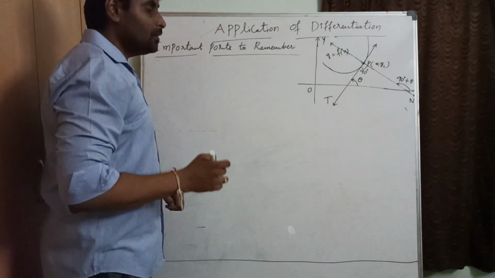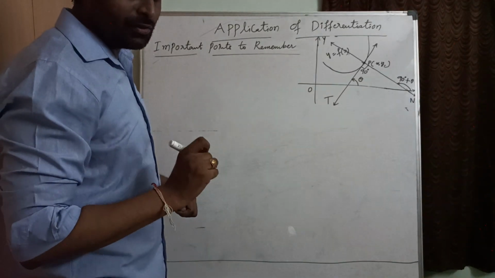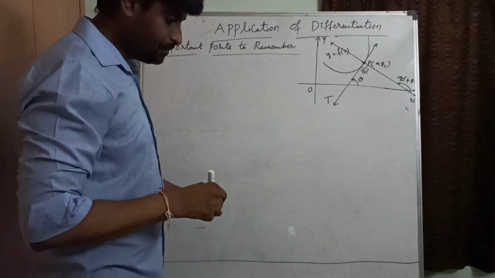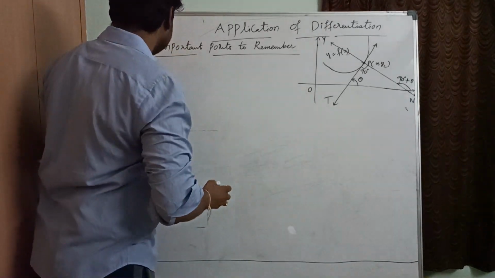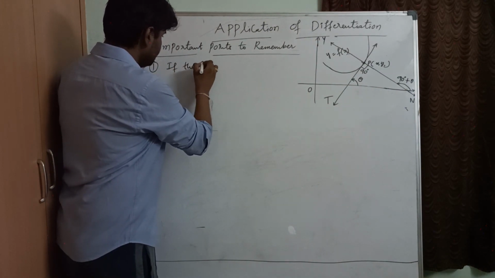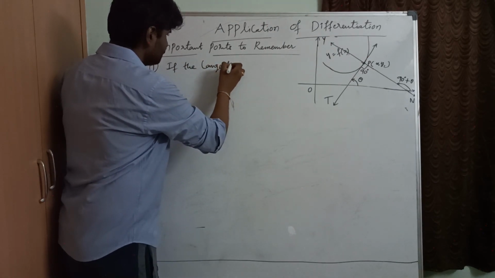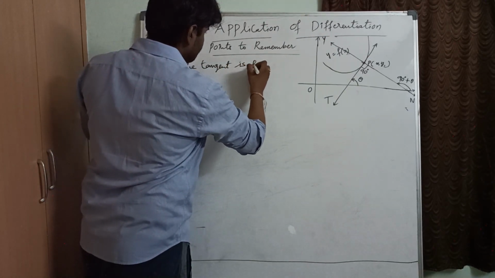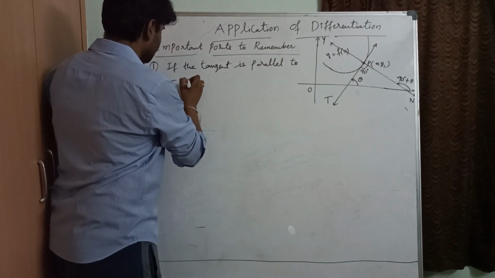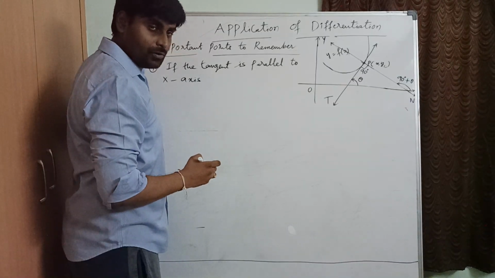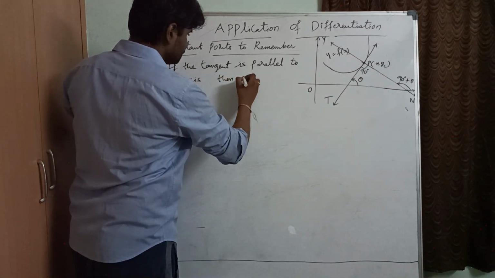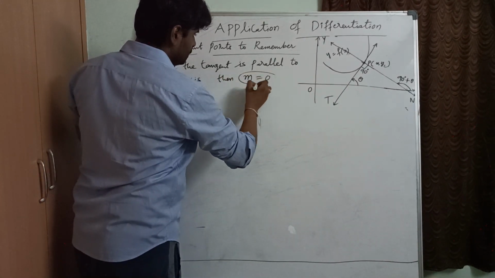Now what is the first point which we need to remember in this topic? Whenever the tangent is parallel to the x-axis, the slope will be 0, correct? So the first point: if the tangent of the given curve is parallel to the x-axis, then the slope is 0, correct?